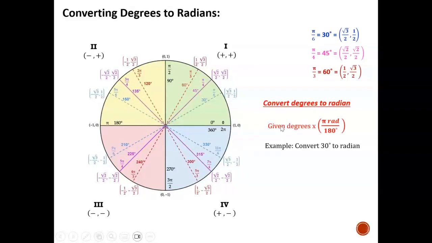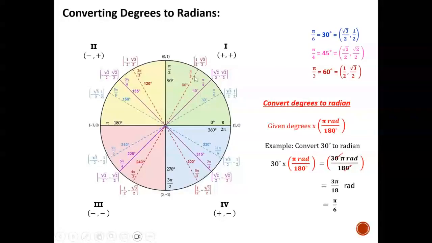Now, let's use the formula to find the radian of 30 degrees. So it'll be 30 degrees times pi radians over 180. This is going to give us 30 pi radians over 180. So we can cancel the zeros and the degrees. It will be 3 over 18, which will give us 3 pi over 18 radians, so it'll be pi over 6.